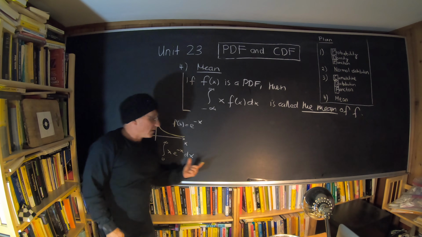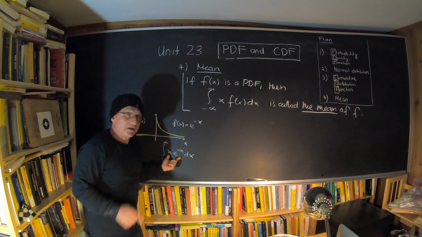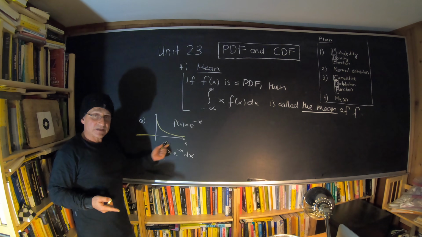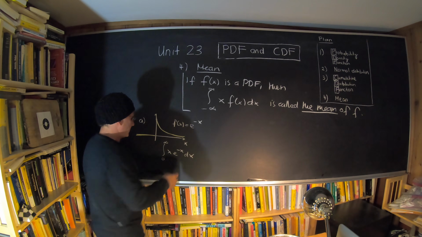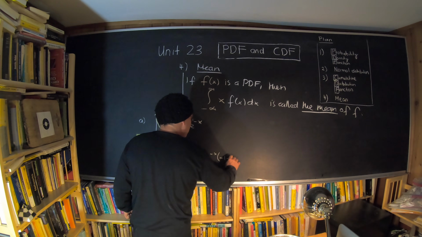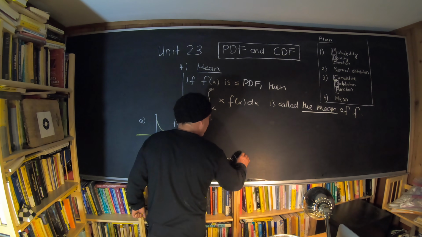Now we don't know what the antiderivative is here, and we will learn a technique in the after-next lecture on how to do that. It's called integration by parts. For now I just have to tell you what the antiderivative is. It's e to the minus x times minus 1 minus x, and we evaluate it from 0 to infinity.